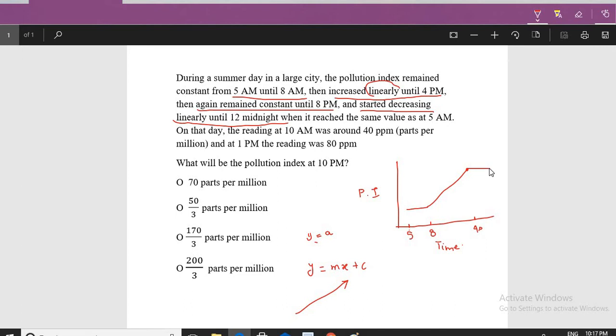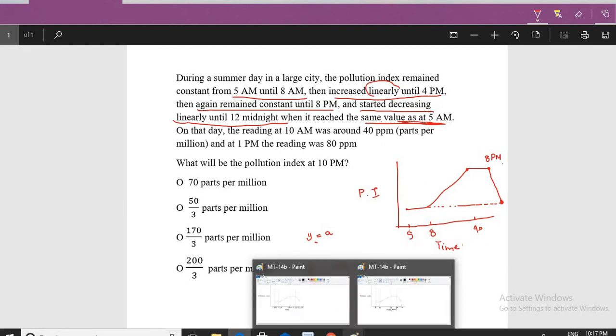So again it started decreasing from this point, which is 8 pm to 12 am, again linearly, but the value becomes equal to the value at 5 am. So whatever PI the point at 5 am has, the same will be there at 12 midnight. A rough graph has been created, but I will give you a very clear graph so that you can understand.